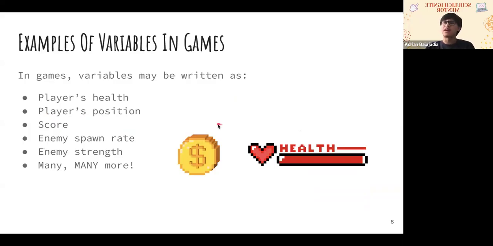If you think of examples of variables in games, a player's HP level is definitely a variable. That's probably an integer or float, a number. The player's position, same thing with the mouse's position. Score, the enemy spawn rate, the constant of gravity. Maybe you're making a low gravity game mode. Enemy strength. There are a lot of examples where variables are used and very relevant.